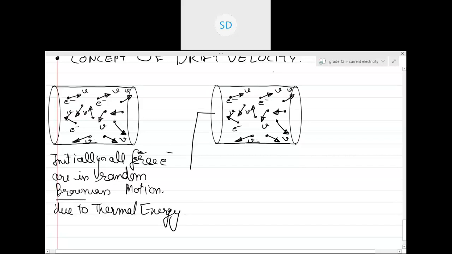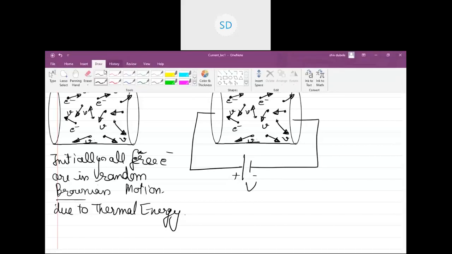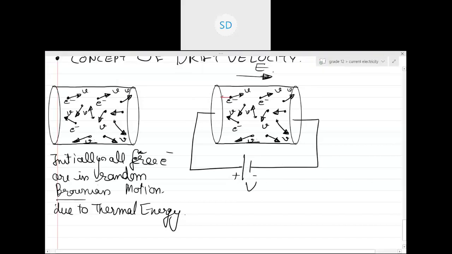What will happen if you apply a certain potential difference between them? It will create an external electric field. I told you, a conservative electric field will be created. An external electric field will be created across the conductor. What will this do to the electrons? There will be a force acting on these electrons in this direction, right or wrong?